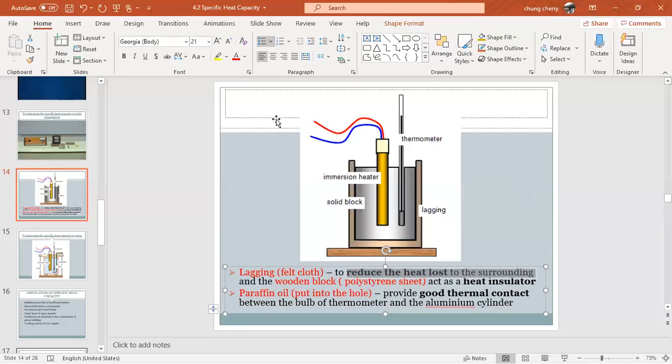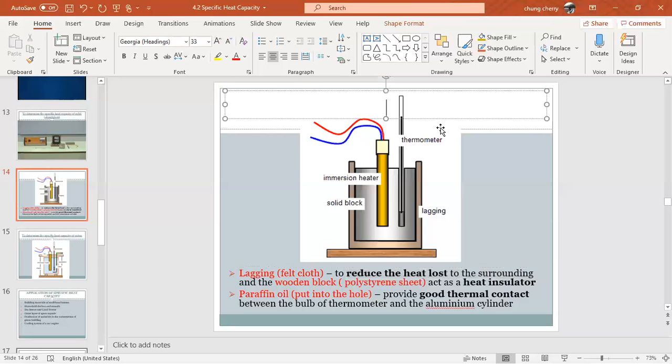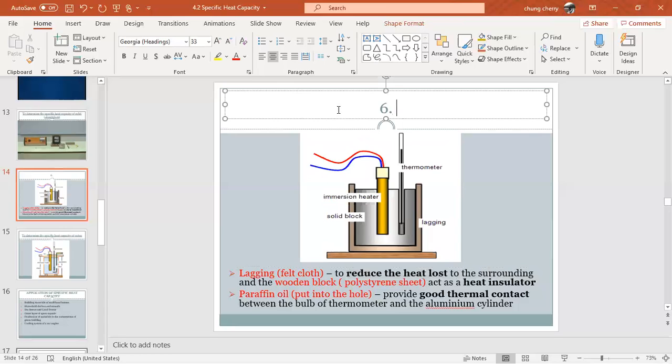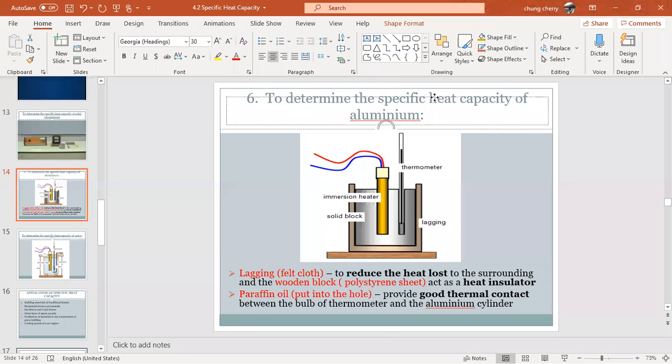I want you to write down this one, your notes number 6: to determine the specific heat capacity of aluminium. Then write down these two notes: lagging with the felt cloth and the wooden block is to reduce the heat loss to the surrounding. Then the paraffin oil is to provide a good thermal contact.